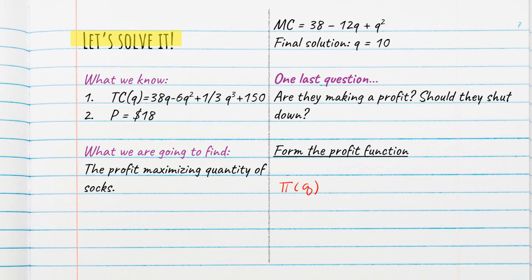Profit in its most general form depends on output, and it will equal total revenue minus total cost. So filling in what we know, total revenue is price times quantity. We have profit is equal to price times quantity minus our really long and hideous total cost function. So we have 38q minus 6q squared plus 1/3 q cubed plus 150. So that's our baseline profit function. It depends in this case on both price and quantity.